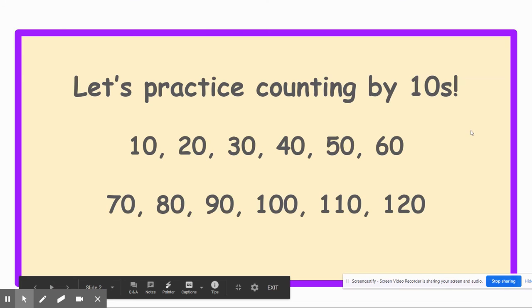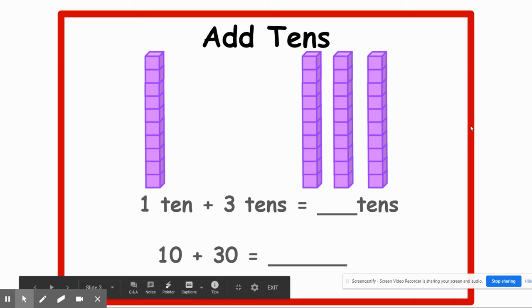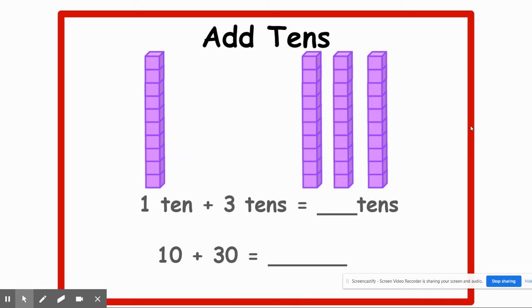Now we're going to practice counting and adding tens. Right here you see some rods. If you would like to get your own rods, you could do that, and you'll write your answer on your whiteboard. 10 plus 3 tens equals how many tens? Or 10 plus 30 equals. We're regrouping also as we show the number in different ways. Pause and solve now. Here's your answer. 1 ten plus 3 tens equals 4 tens, and 10 plus 30 equals 40.